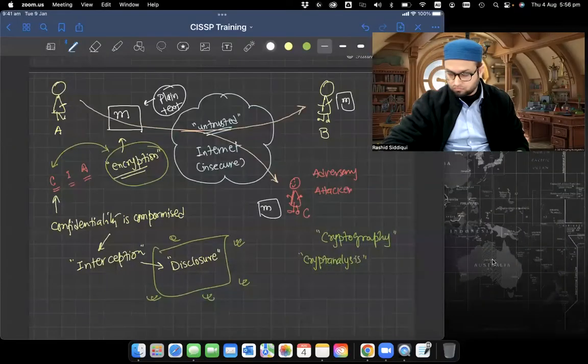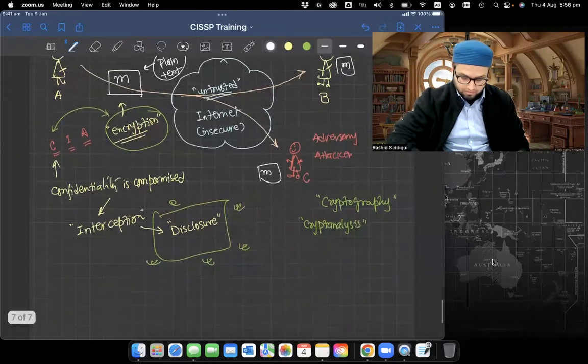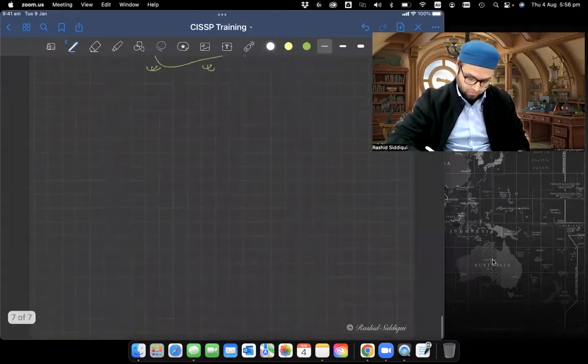Let's continue the story we developed in the last video about a person A and B and a message M and an insecure network in between, which is the internet. Then we'll now see how we do encryption basically. So this was actually our last drawing. Let's move.